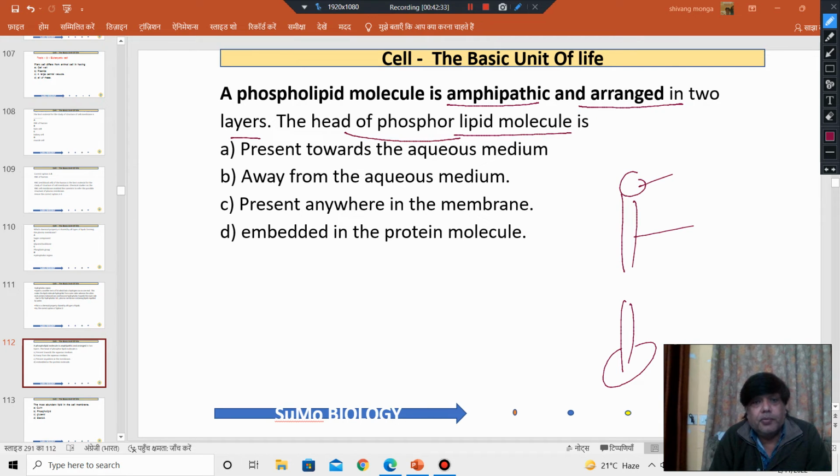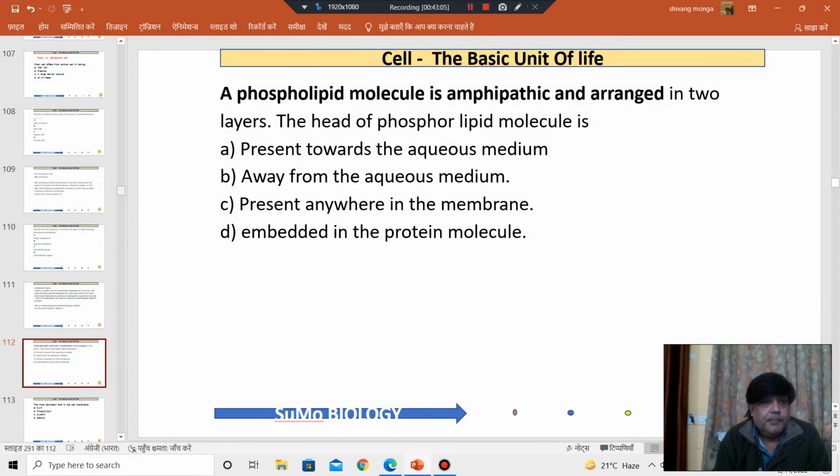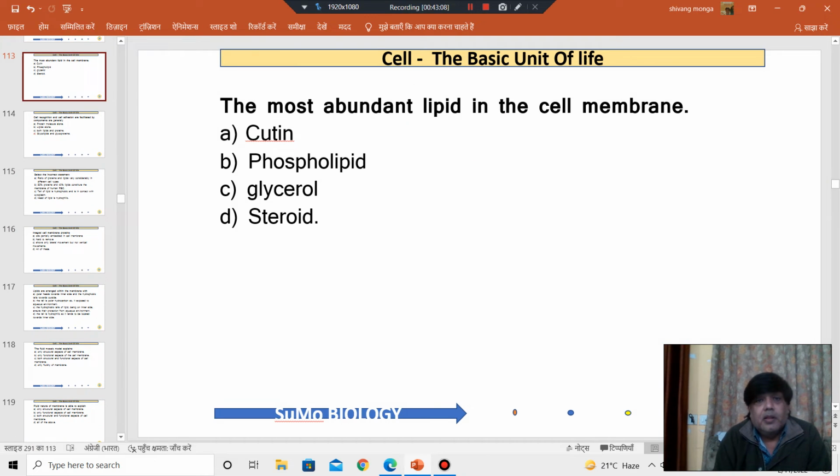The head of the hydrophilic molecule is present towards the aqueous medium, while the tail is away from the aqueous medium, embedded in the membrane. So the head is present towards the aqueous medium, hydrophilic, water loving. It is facing the aqueous condition, either the extracellular fluid or cytoplasm. The head of the phospholipid molecule is present towards the aqueous medium. Most abundant lipid in the cell membrane is phospholipid. However, cholesterol is also present.